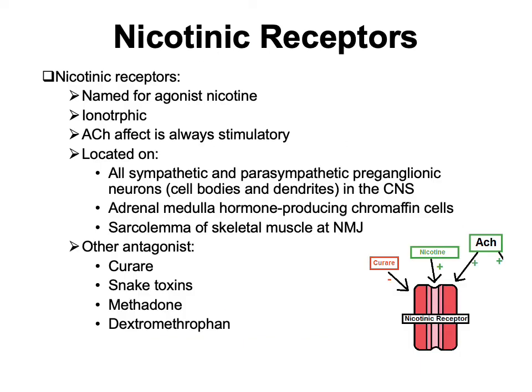There are two types of cholinergic receptors, and one of them are nicotinic receptors. They are named for the agonist nicotine that stimulates them. They are ionotropic, which means they are ligand-gated ion channels. And when acetylcholine binds with them, it is always stimulatory.